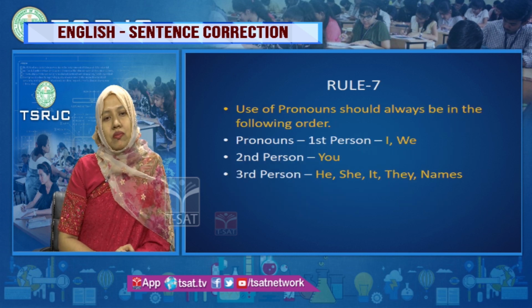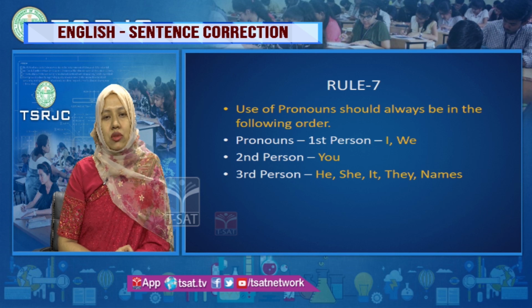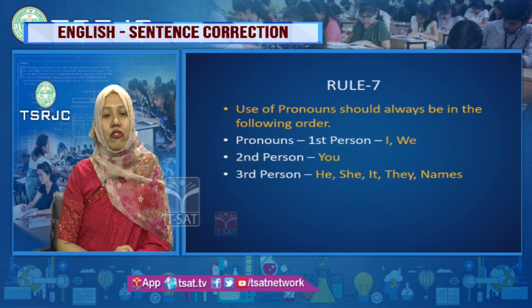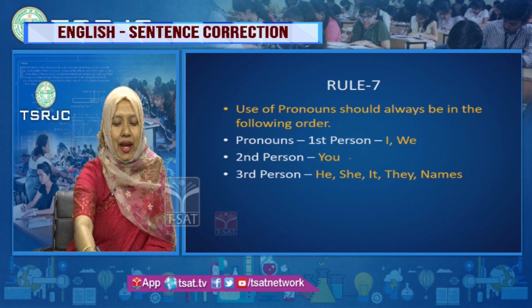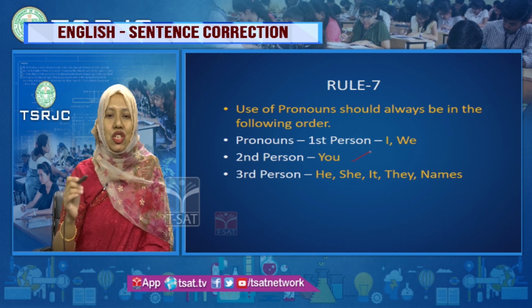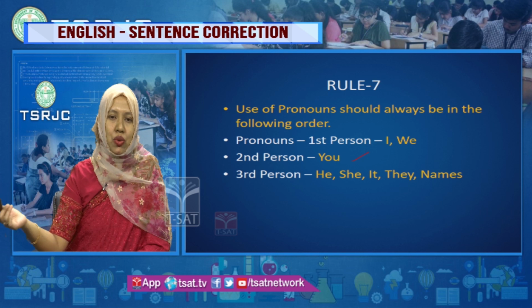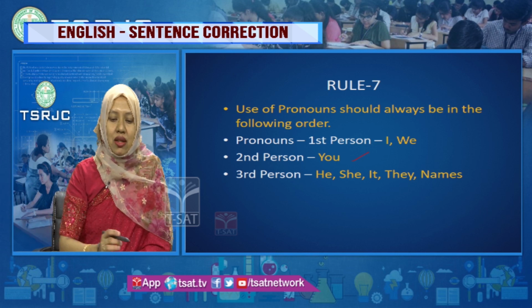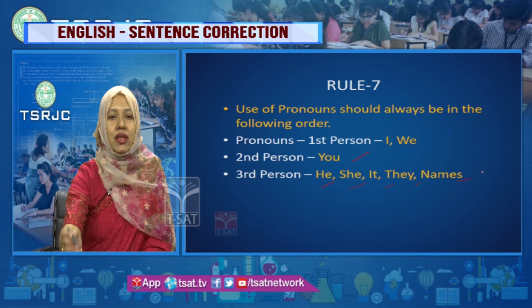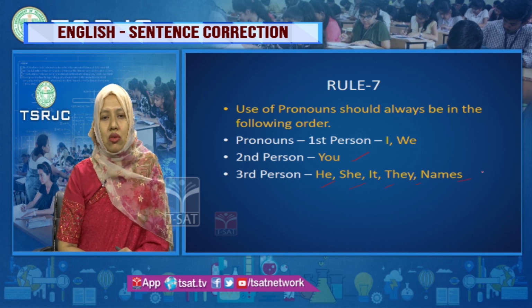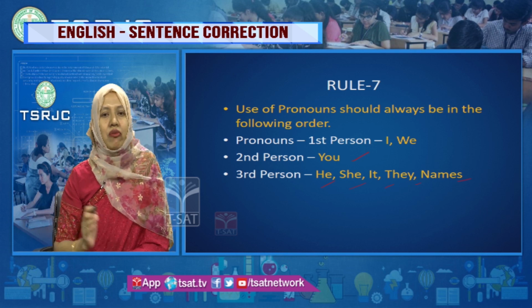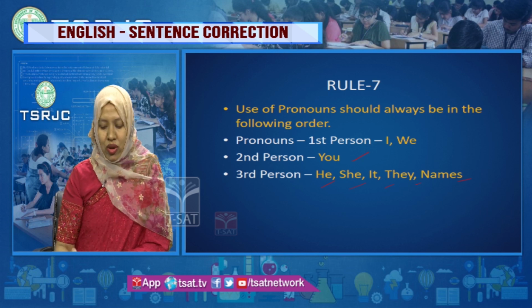Moving on to the next rule, use of pronouns. Pronouns should always be used in the following order. You know, pronouns such as I, we are used to refer to the first person. We use you to refer to the second person. We use he, she, it, they and names like Ramesh, Suresh, Rita, Geeta, Sita, etc. to refer to third persons. So it has a particular format to use. Now what is that format?